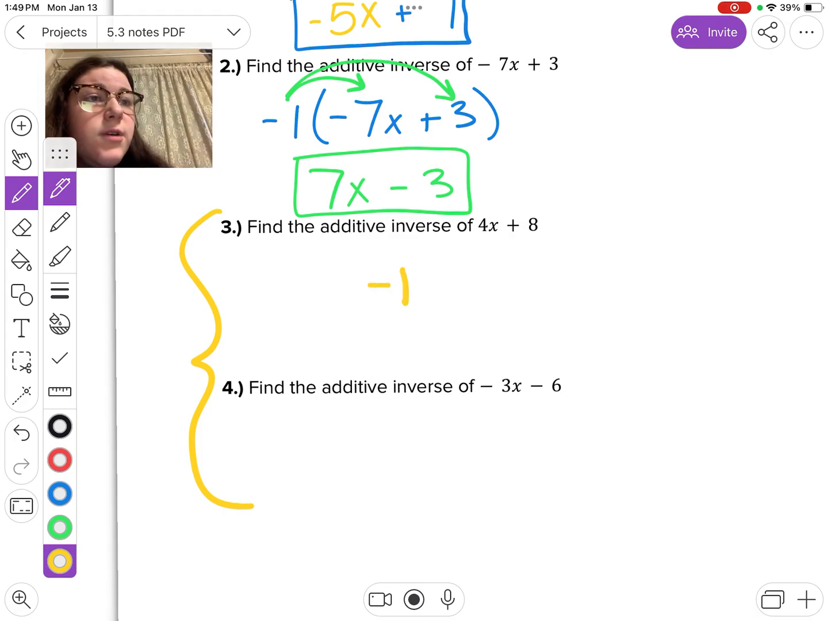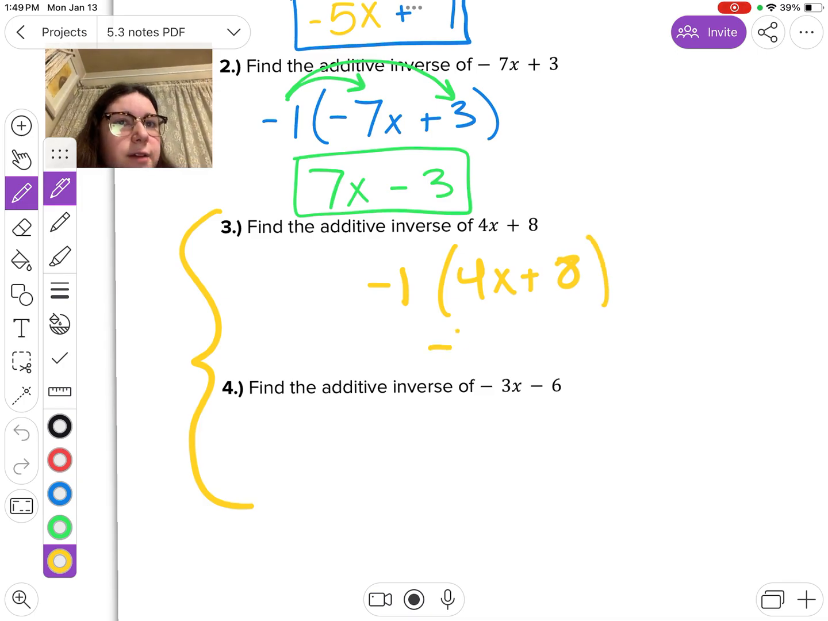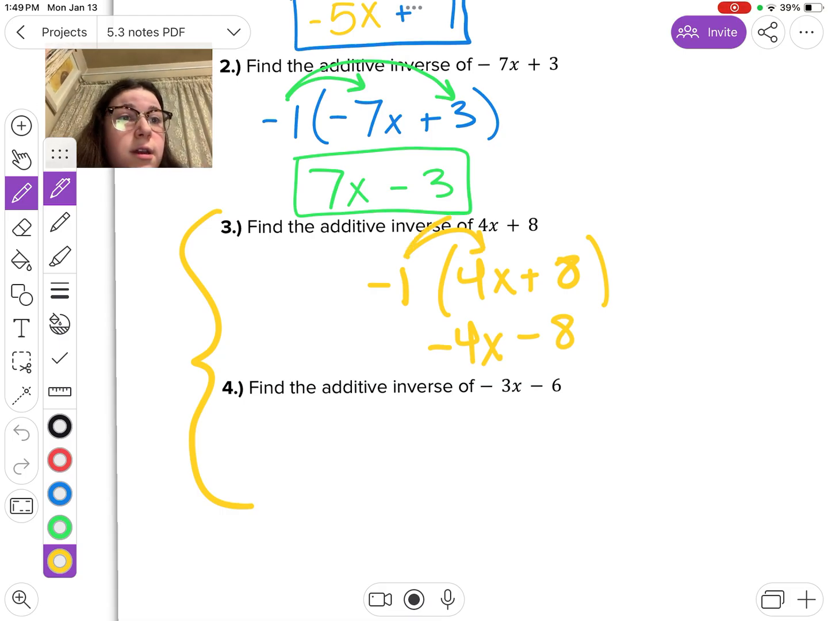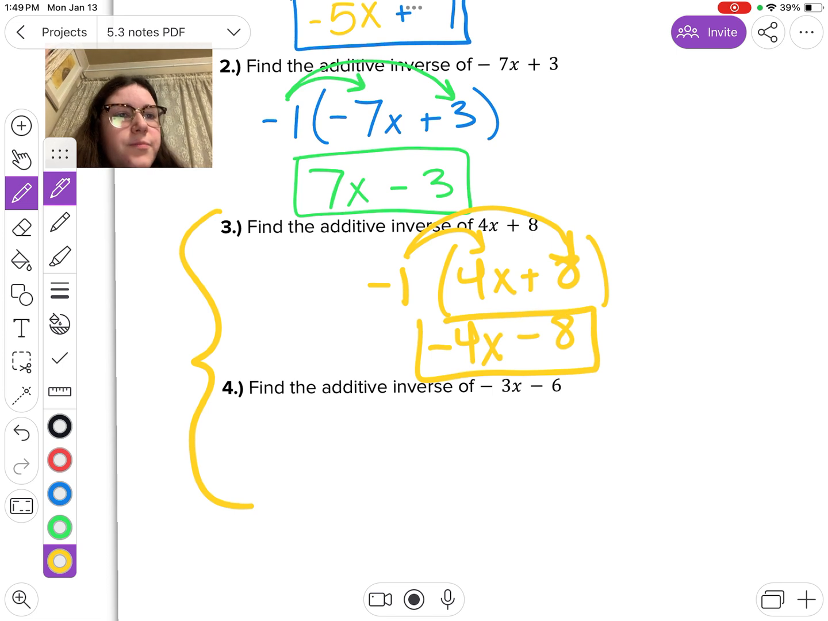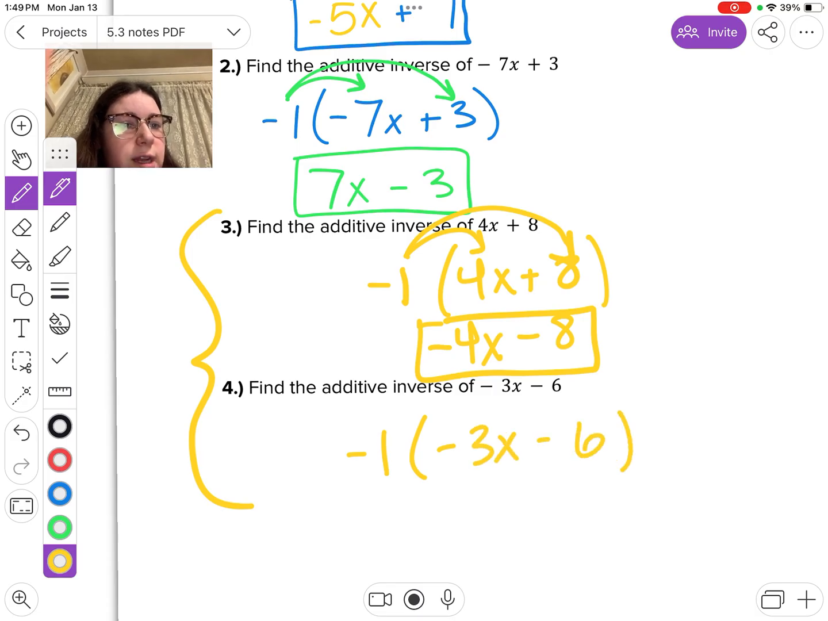We did -1 times our 4x plus 8, which when we did that gave us -4x minus 8, because -1 times 4x is -4x. -1 times 8 is -8. And that's our answer. And then for number 4, we did -1 times -3x minus 6. We distributed the -1, and that gave us 3x plus 6, which is your answer.